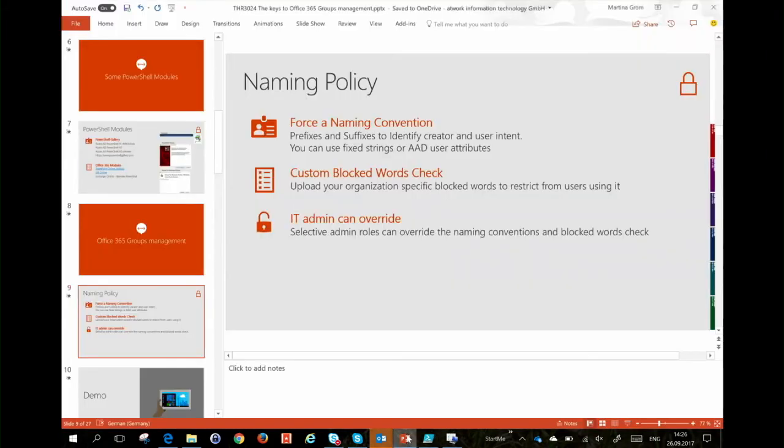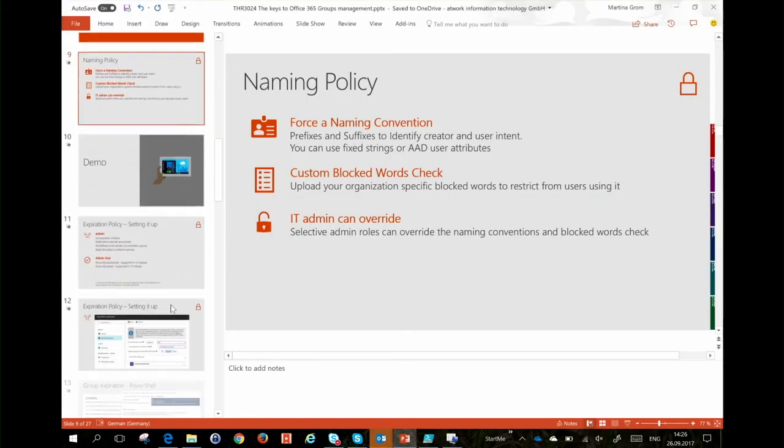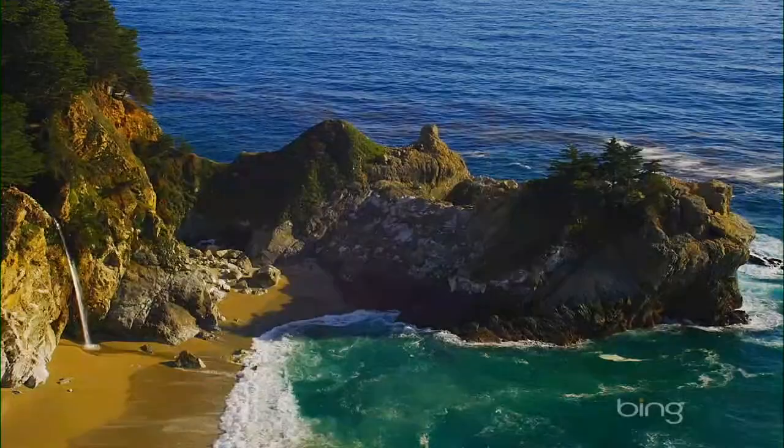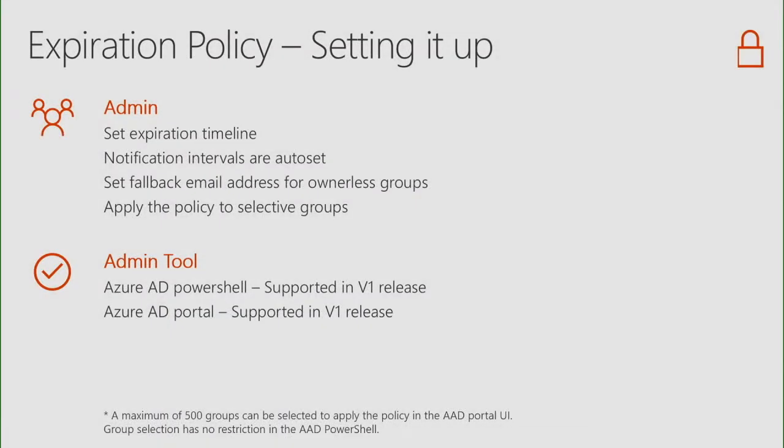So, next thing is the expiration policy. First of all, you have to set an expiration timeline. Then you have to set the notifications, which might be sent to the owner of the group. And then you have to set up a fallback email address, just to show how that looks. And then you apply the policy as well.